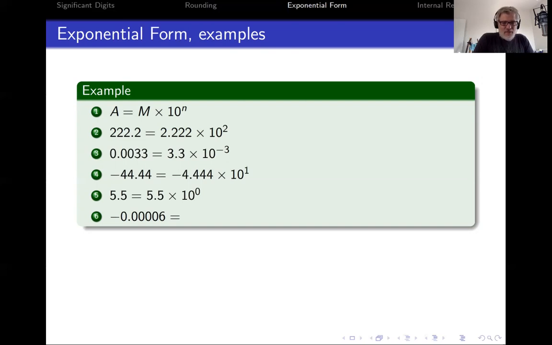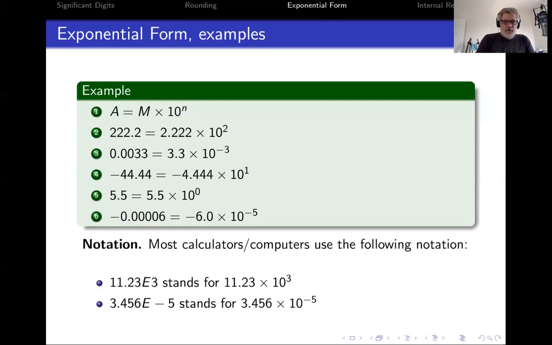0.00006. I need to move that point 5 steps to the right, which, if I were just to move that point, would make the whole thing bigger. So I need to compensate in the exponent. So that's minus 6.0 times 10 power minus 5. Okay, so I've written all these numbers in standard exponential form.